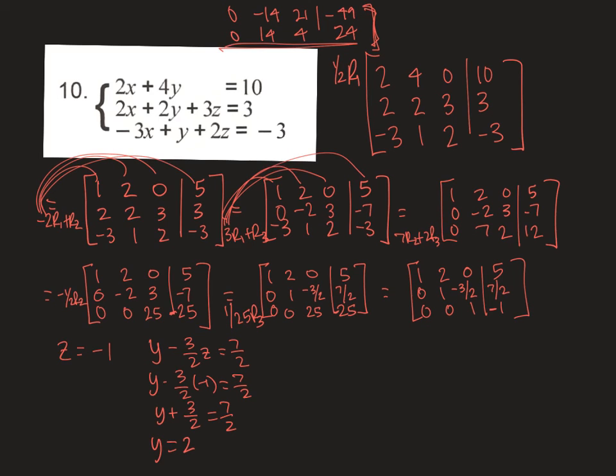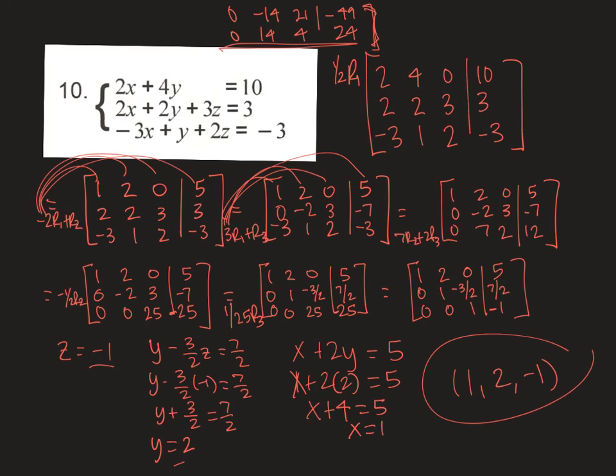And then I'm going to take that negative 1 and 2, and then in my first row I have 1x plus 2y plus 0z equals 5. So I'm going to plug 2 in for y. I don't have to worry about the negative 1. And I would subtract my 4 to get 1 for x. And then I write my ordered triple of 1, 2, negative 1.